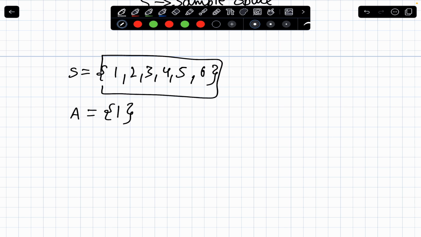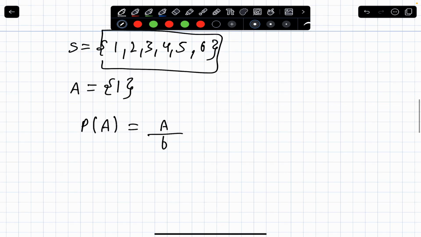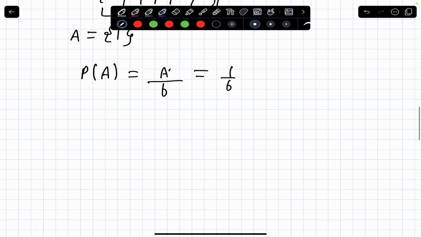Now we have to find the probability of that event A, that is, the probability of getting event A in the whole sample space. It will be nothing but 1 by 6, because we have only 6 possible outcomes, 1, 2, 3, 4, 5, 6. We have one, so it will be 1 by 6. And the same goes for all the numbers in it.